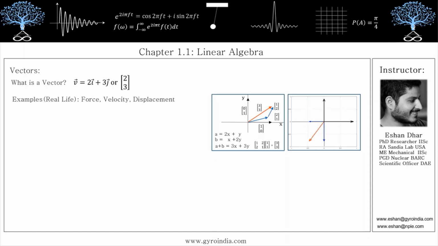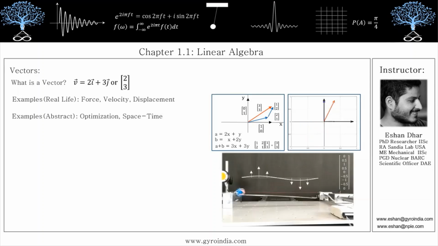It is intuitively easy to work with 2D and 3D vectors, which represent physical entities like force and displacement. In abstract mathematics, we can utilize these concepts in fields like optimization, where we have n-dimensional vectors, but they still follow the same rules.